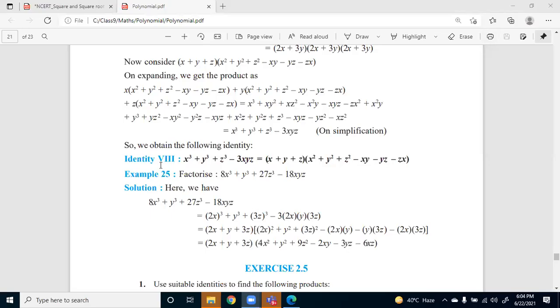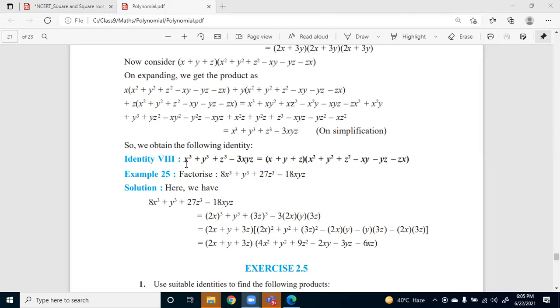So identity number 8 is x cube plus y cube plus z cube minus 3xyz. That comes out to be x plus y plus z in one bracket, in another bracket x square plus y square plus z square minus xy minus yz minus zx. So this is the identity.